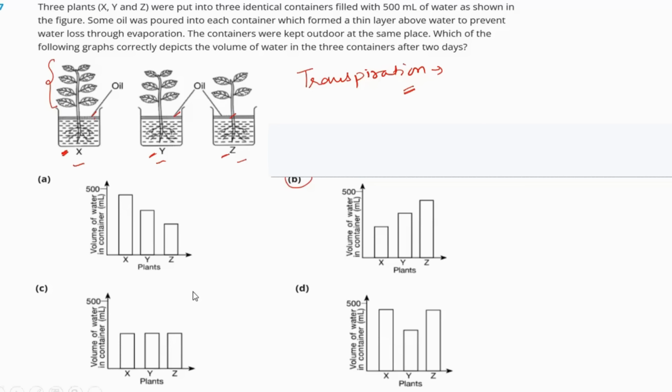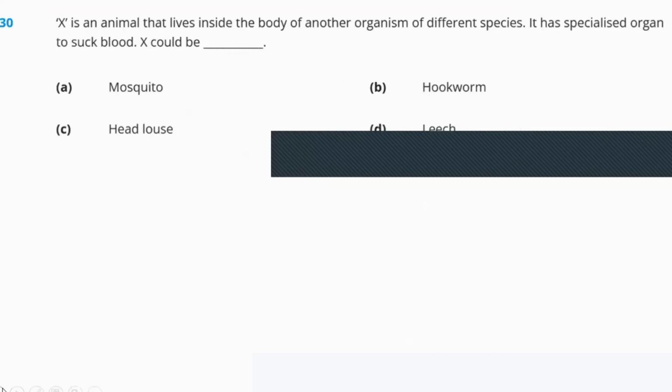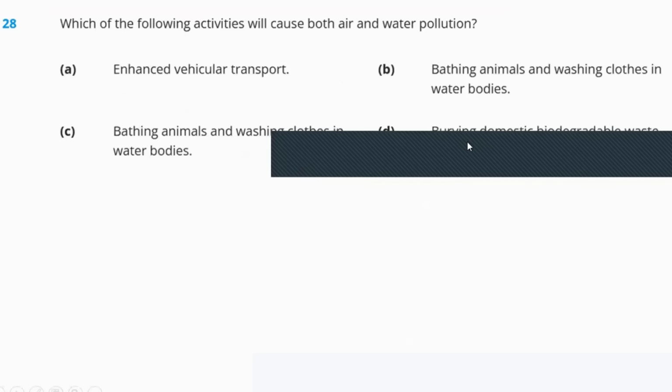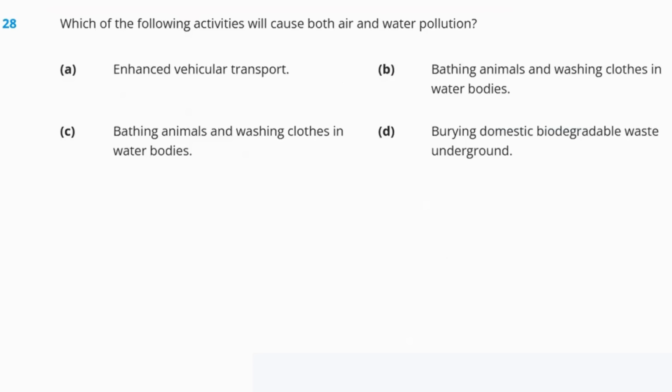Right. Now coming to the next question. Question number 28 says, which of the following activities will cause both air and water pollution? It would be enhanced vehicular transport, because more vehicles add to more air pollution, and when this polluted air goes up and mixes with the rain water, it causes water pollution also. So our answer would be option number A in this case.